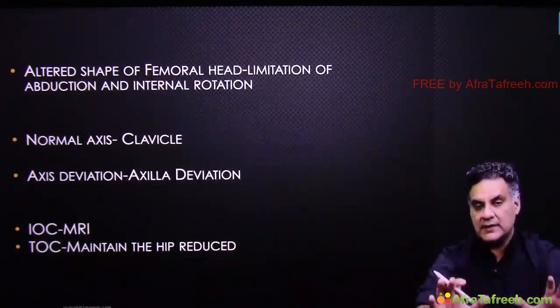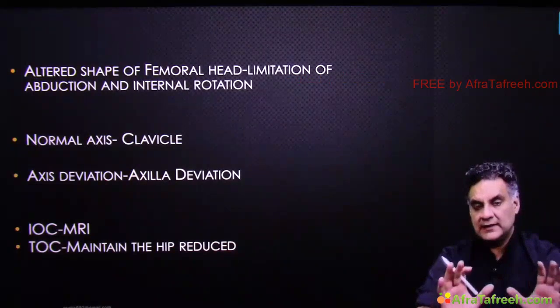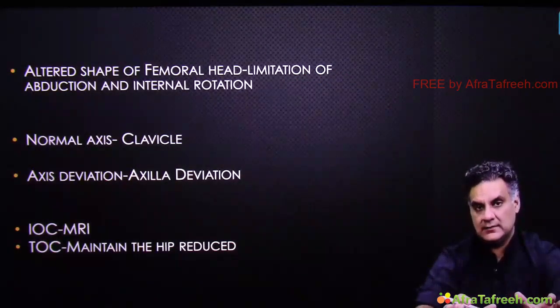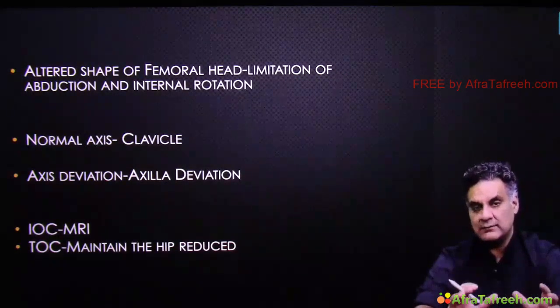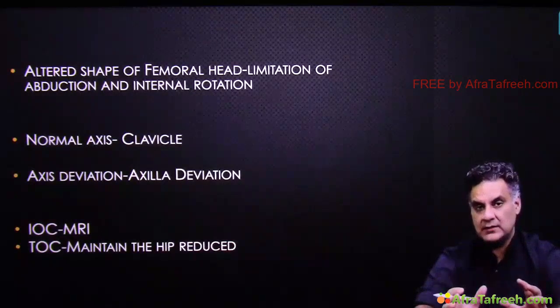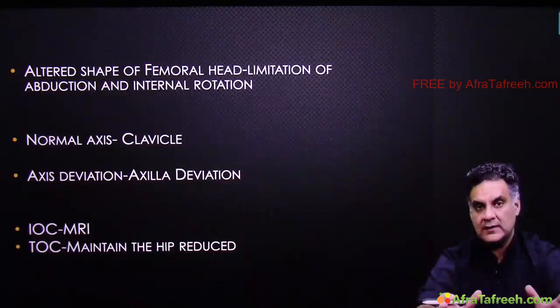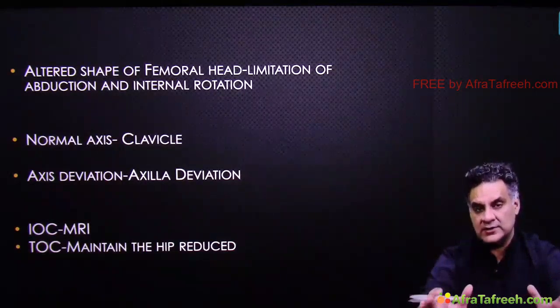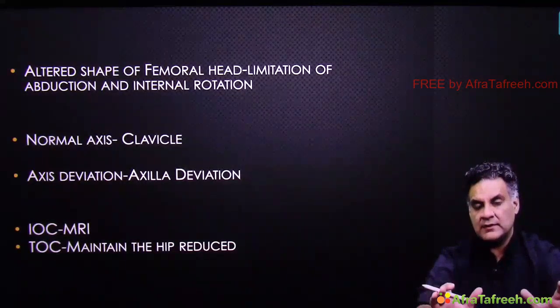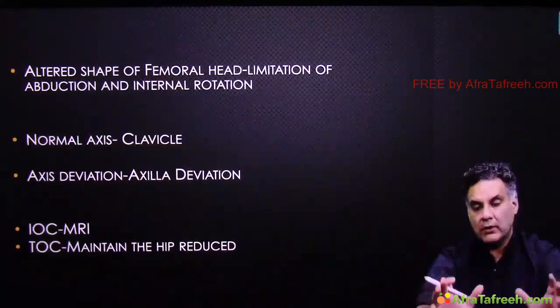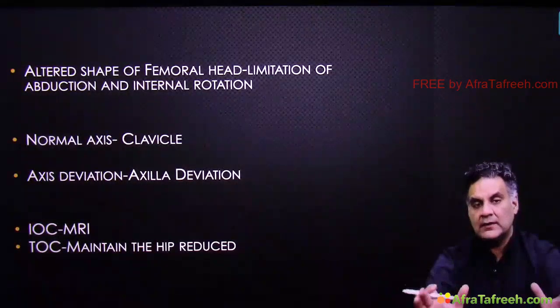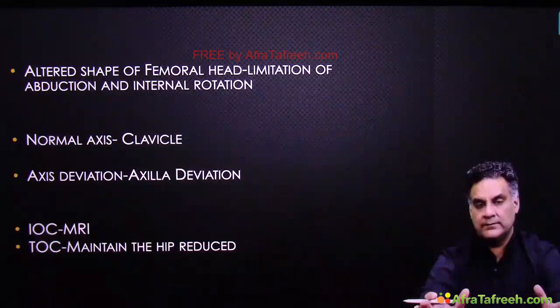The shape of the femoral head and its congruency into the acetabulum, meaning matching shapes, allow for two specialized movements at the hip joint: abduction and internal rotation. Same as with the shoulder. Ball and socket joints, if they are normal, these two movements are normal.